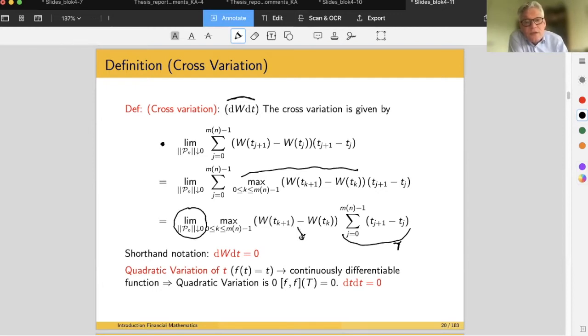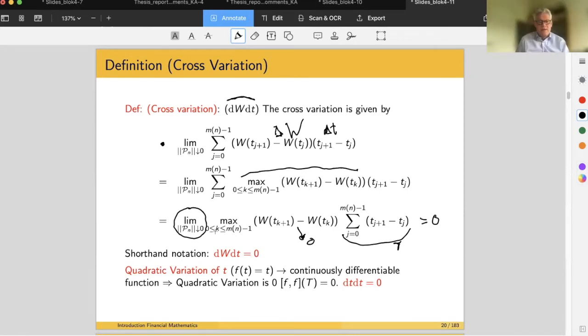This will go to 0 when the mesh size, when the time step, is getting smaller and smaller. This will eventually go to 0 in a continuous process. And all in all, as a result, this is equal to 0. Again, we see here a delta W, and here we see a delta T. And for the time step going to 0, we can write this in a shorthand notation as dW dt is equal to 0.